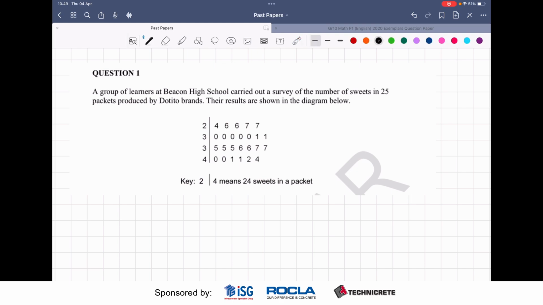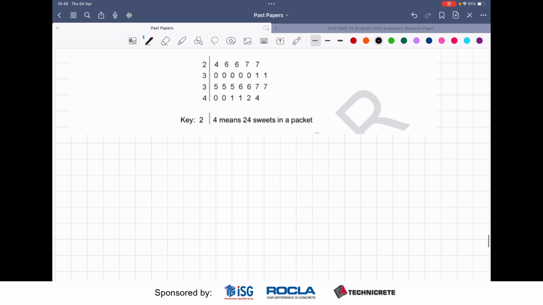Okay, so first question 1.1 asks us to write down the modal number of sweets in a packet, and remembering that the mode means the most occurring number, just by looking at the plot we can clearly see that this is 30. So the modal number is 30. Okay, and then 1.2 has a few parts.